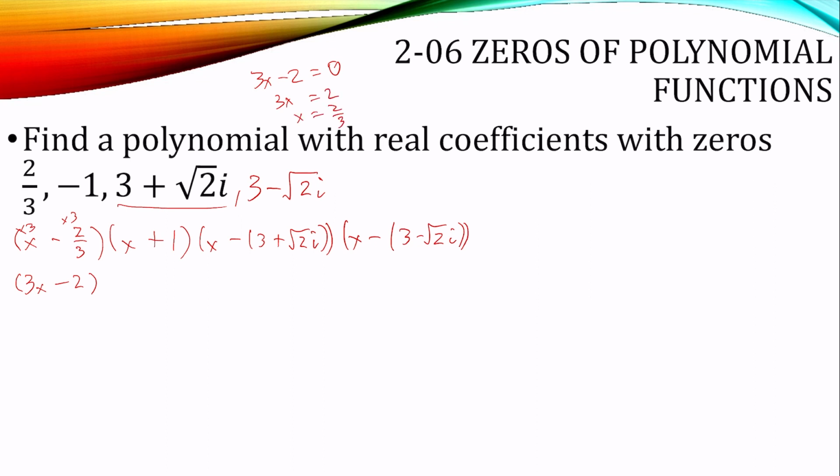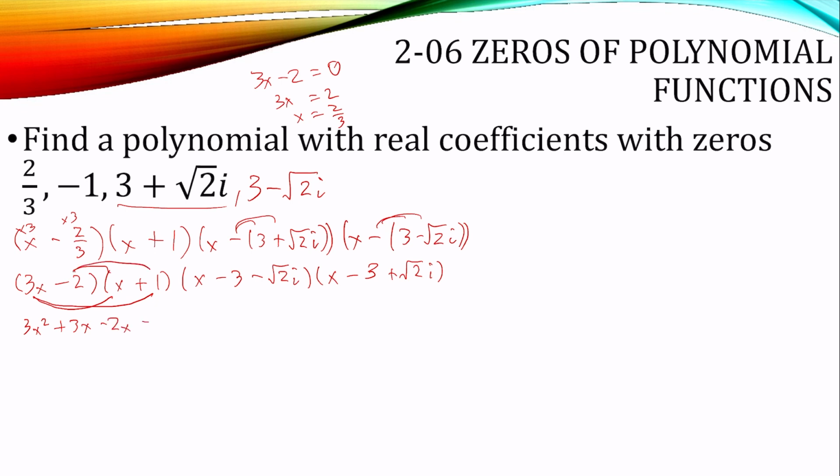So we just went backwards. So think of starting with x equals 2/3, multiplying by 3, subtracting 2, and that's our factor. Let's distribute the negatives. And then multiply together. Let's do this in 2 steps. Let's multiply the first 2 together. So 3x times x, 3x times 1, negative 2 times x, negative 2 times 1.